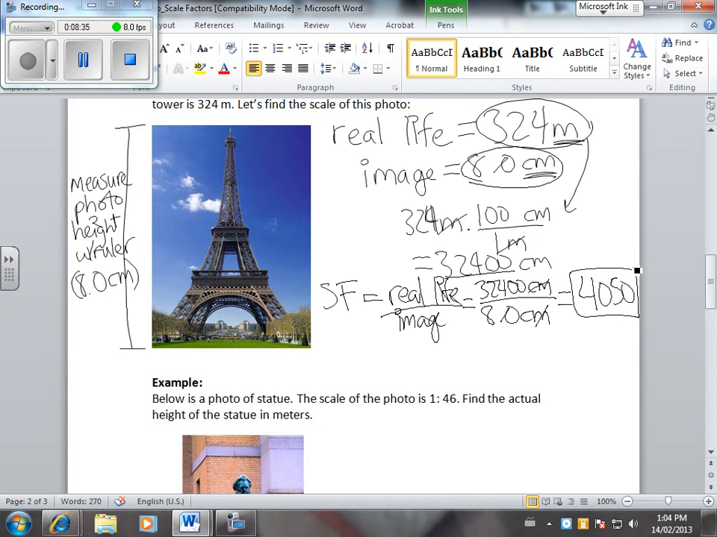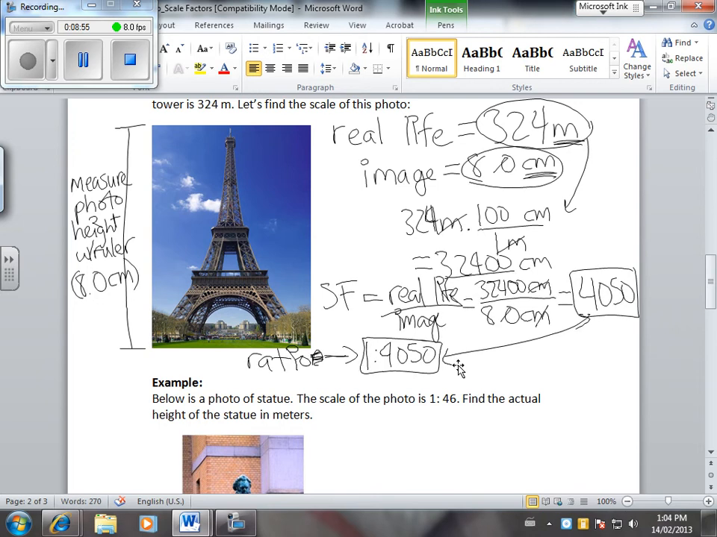You can also use a ratio, and so the ratio will be what? Write a ratio, 1 to 4,500. Okay, same thing, use it there.